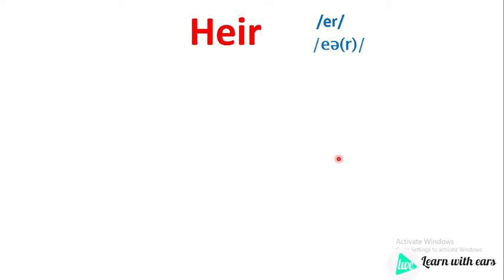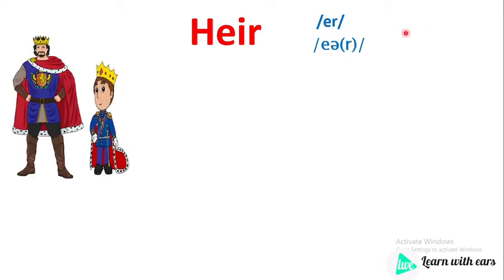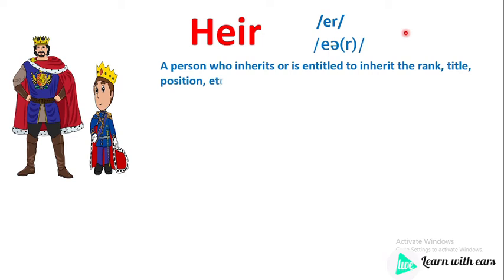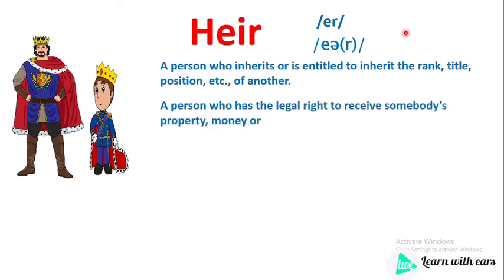Air. Air without H. Okay? H is silent. Air. Okay? Heir. Heir is a person who inherits or is entitled to inherit the rank, title, position, etc. of another. It means a person who has the legal right to receive somebody's property, money, or title when the person dies. Now let's see the examples.